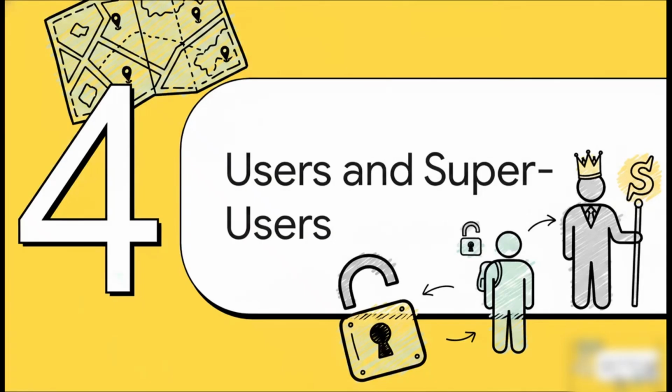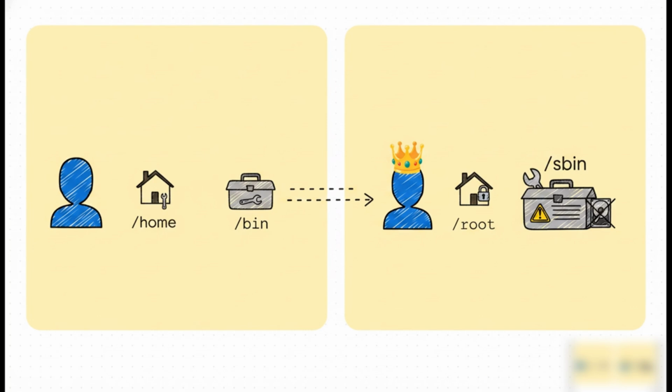Okay, now that we have our map, let's talk about who gets to go where. A really crucial concept in Linux is permissions, specifically the big difference between a regular user and the all-powerful administrator. This separation of power is a huge security feature. As a standard user, you live in your /home directory and use the common commands from /bin. But there's a special administrator user called root who has its own private home in /root and gets access to super powerful system commands in /sbin. We're talking tools that can reformat entire drives or reboot the whole system.